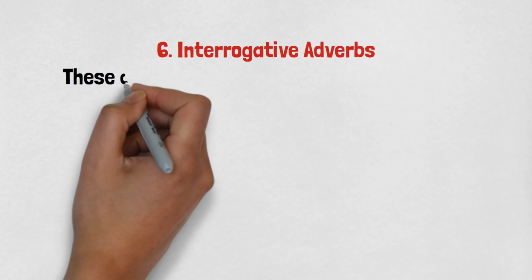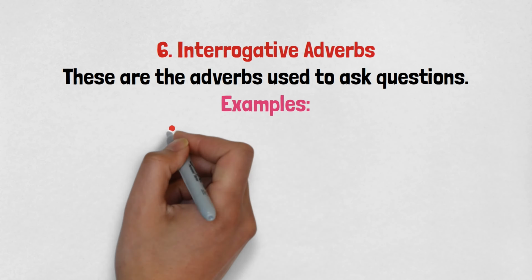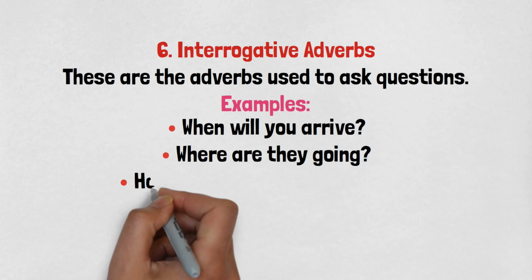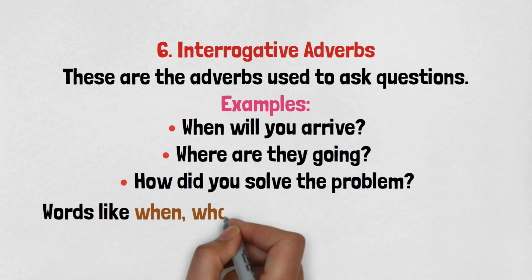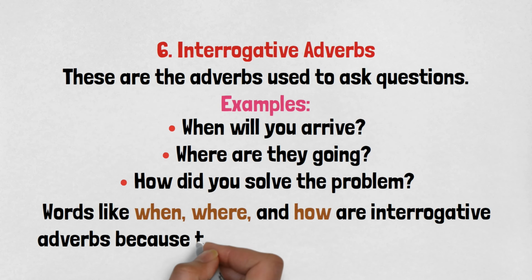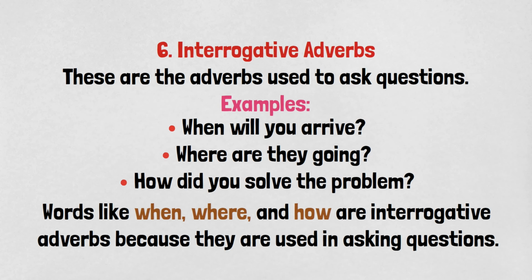6. Interrogative adverbs. These are the adverbs used to ask questions. Examples: when will you arrive? Where are they going? How did you solve the problem? Words like when, where, and how are interrogative adverbs because they are used in asking questions.